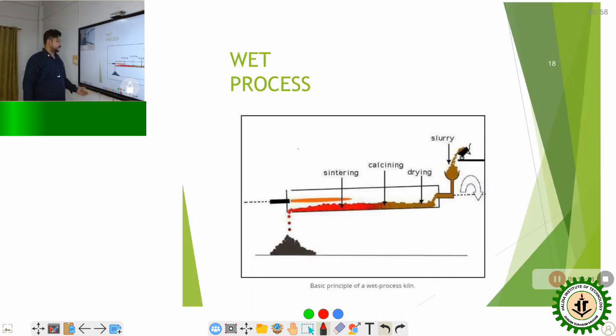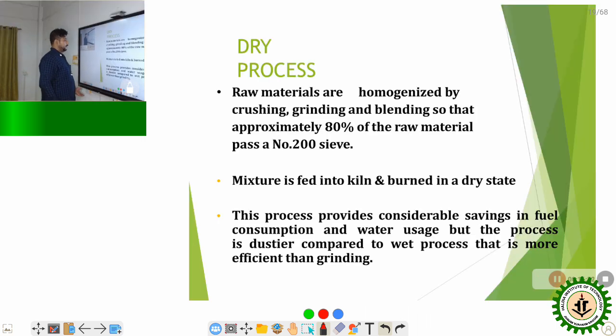So this is a diagram of the wet process. The slurry is coming into a kiln, a horizontal kiln, where calcinating and sintering take place. And then these are the clinkers, and we grind them, pack them and sell them.